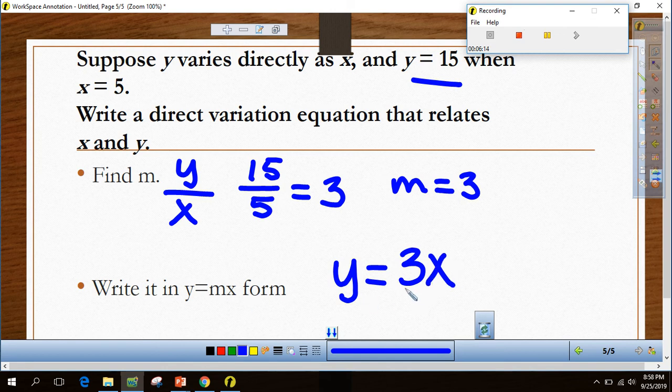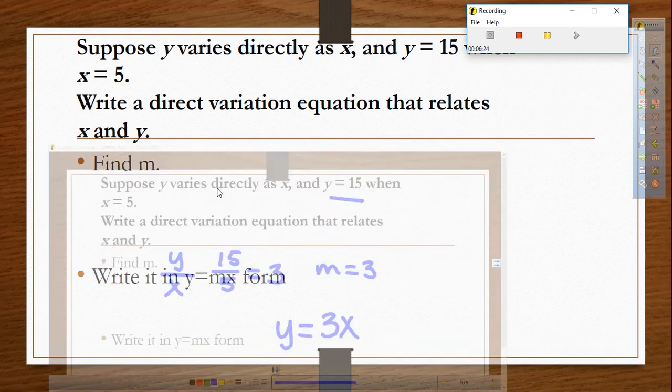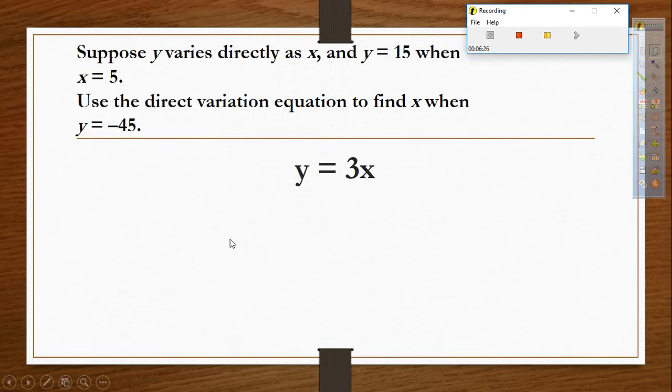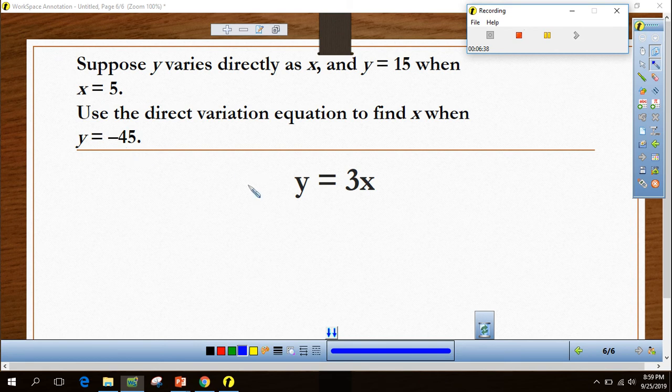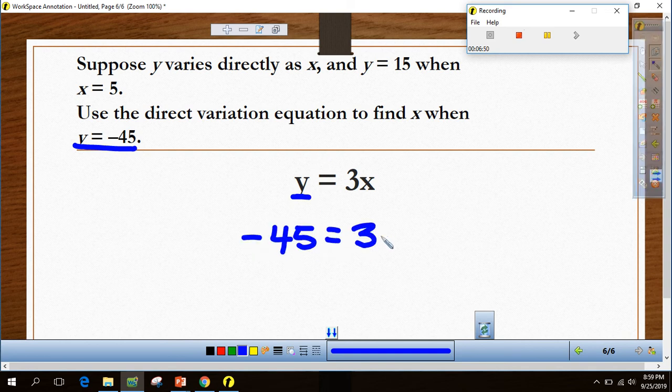Now I have a direct variation equation where I can plug values in for y and solve for x, or sub values in for x and solve for y. So, if my problem continued, same problem as before, we have our y equals 3x, and it says use the direct variation equation to find x when y is negative 45, we can just plug that in. If y is negative 45, I'm going to substitute a negative 45 in here for y. So I'll say negative 45 is equal to 3x.